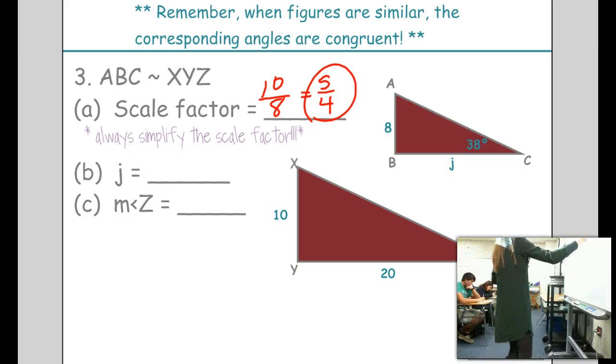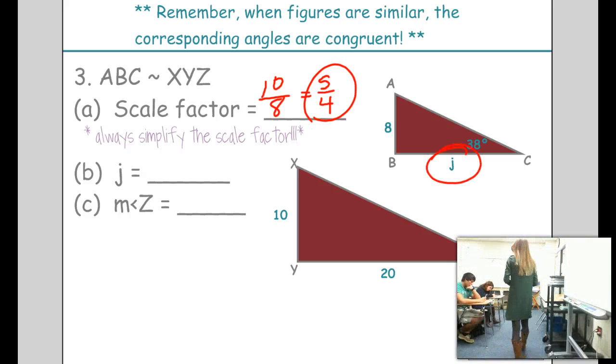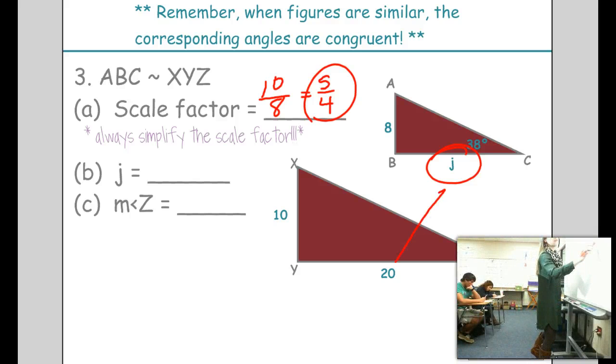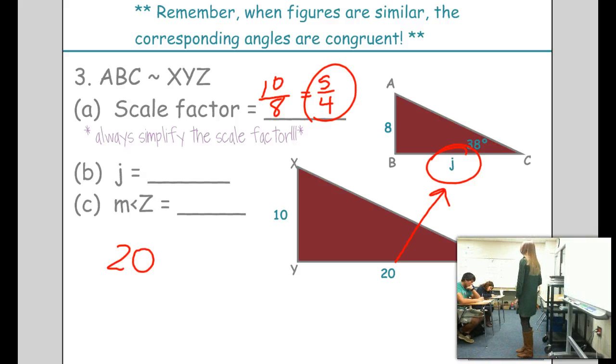All right, so now we need to find J. Are we going forwards or backwards? In my head, we're going backwards because we're going to the first. So I would take 20, and what does it say to do if we go backwards? Just divide by the scale factor. 20 divided by our scale factor. That looks really scary, so ask your calculator what that is. 20 divided by 5/4. What do you get?